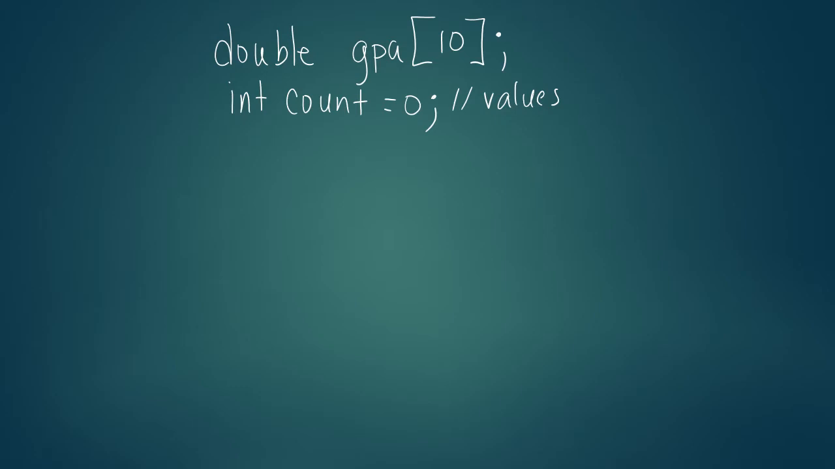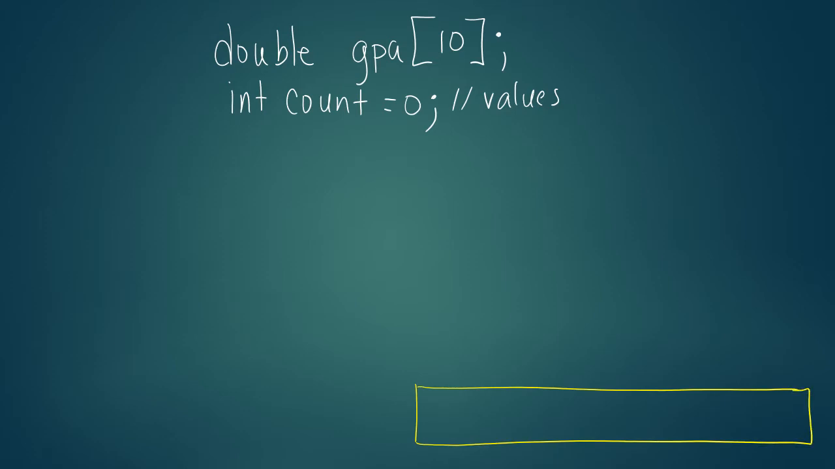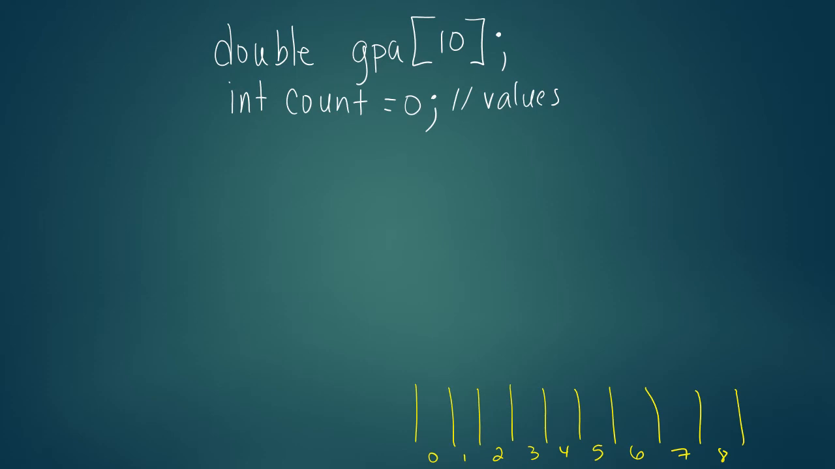Let's go over here and draw the array, very small down here so I can fit the code. This would be 0, 1, 2, 3, 4, 5, 6, 7, 8, 9. Okay, so this is my array. The name of my array is GPA. Let's demonstrate how I would get this from the user.